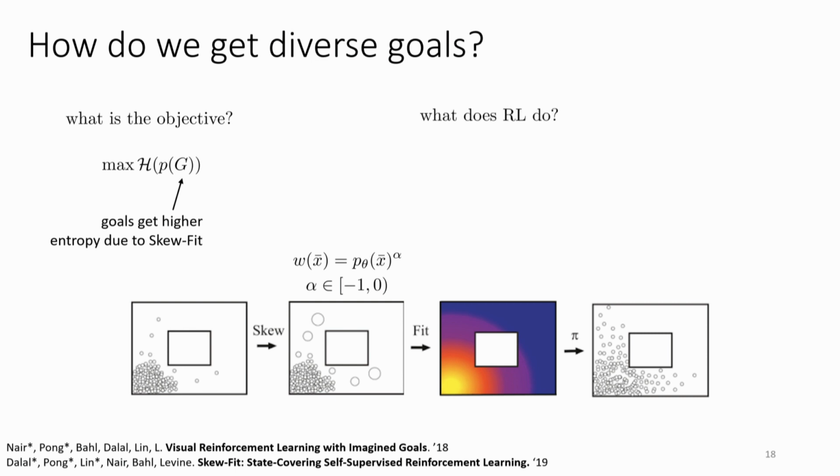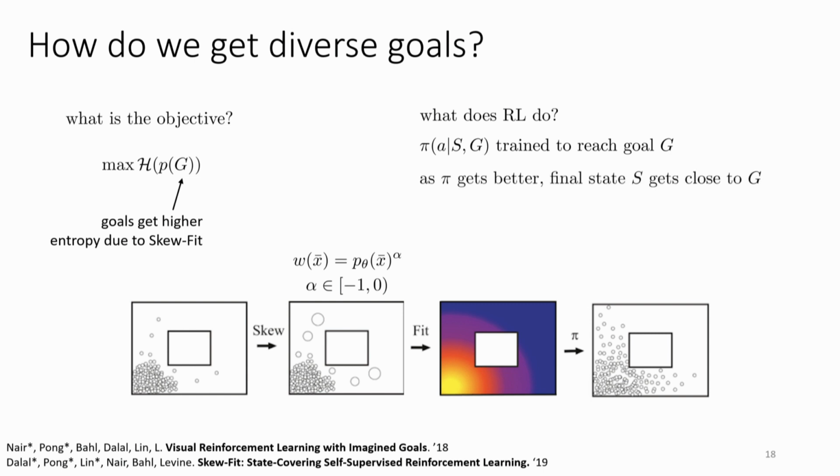But what does RL do? Well, RL is trying to reach the goals. So your policy, pi of a given s comma g, is trying to reach the goal g. If your policy does a very, very good job of reaching the goal, then the last state is going to be very similar to the goal. So as pi gets better, the final state s gets closer and closer to g.